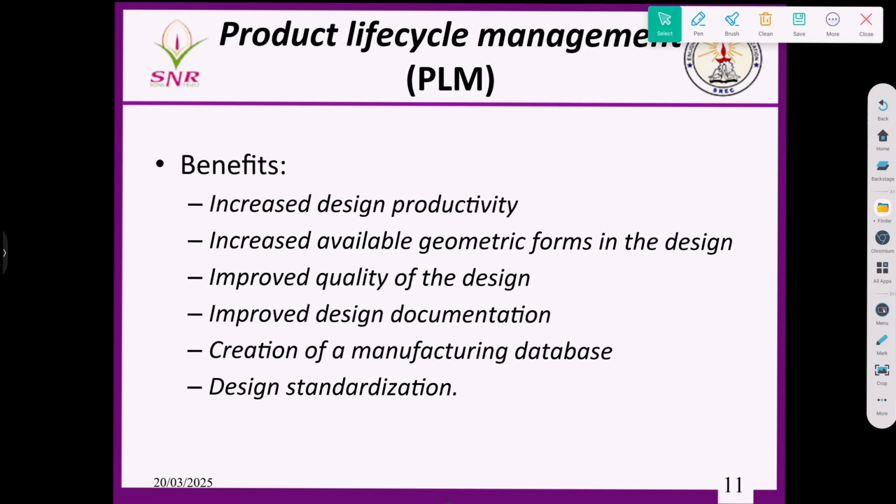So these are the benefits of PLM. It helps us to increase the design productivity. It increases available geometrical forms in the design, improved quality in the design, improved design documentation, this is very important. Creation of a manufacturing database is available, and design standardization is very much available through this PLM.